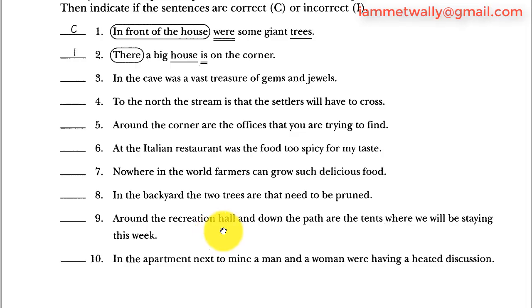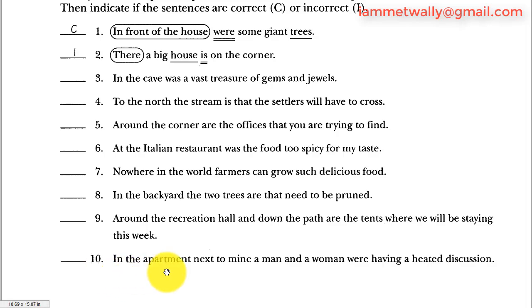9. Around the recreation hall and down to the path are the tents where we will be staying this week. Around the recreation hall, this is a place expression, and then a coordinate connector. Down the path, that's another one. Are is the verb, and the two tents is the subject, and they are inverted. Where is a connector, we is a subject, will be staying is the verb. The sentence is completely correct. Nothing is misplaced. Everything is good.